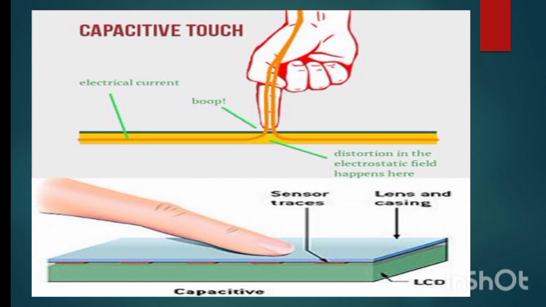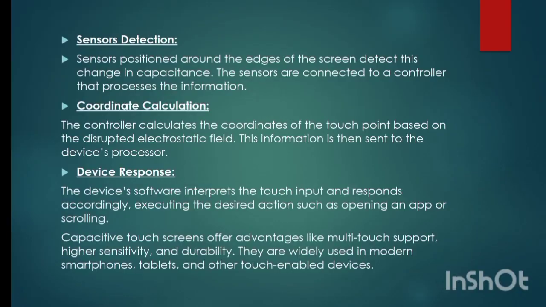Here you can see in this picture, when you touch your finger on your mobile phone, a distortion in the electrostatic field happens, and after this distortion, charge flows through your finger to the mobile phone and your touch registers. Number four, sensors detection. Sensors positioned around the edges of the screen detect the change in capacitance. The sensors are connected to a controller that processes the information. Number five is coordinate calculation. The controller calculates the coordinates and sends them to the device processor.